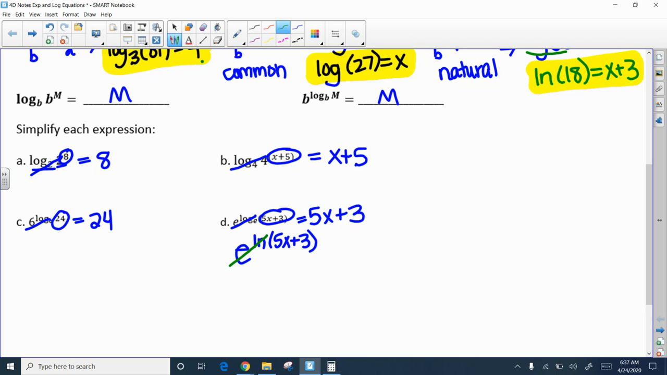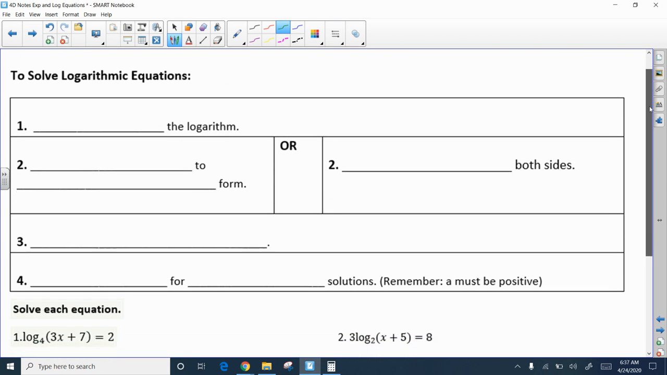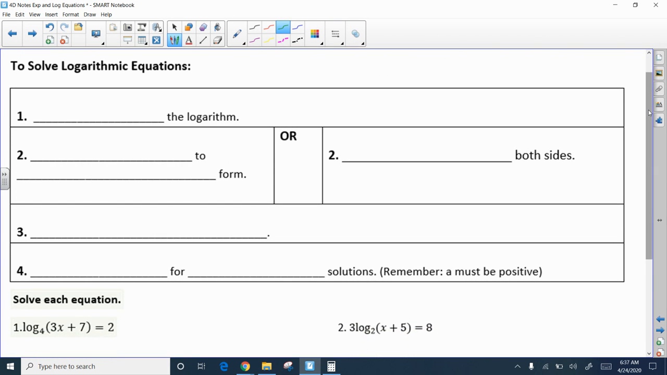So like I said, we use all those properties when we are solving equations. So let's solve some equations. Today we are going to solve logarithmic equations. So here's our steps. Step 1, we want to isolate the logarithm. So the logarithm needs to be by itself on one side of the equal sign. So we need it to be in the form log base b of a equals p.